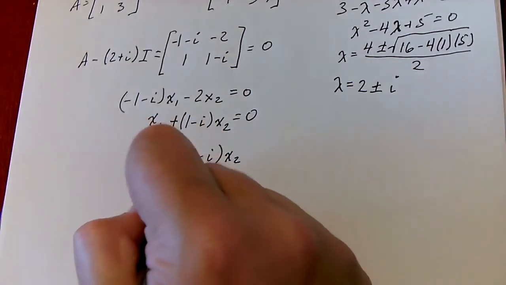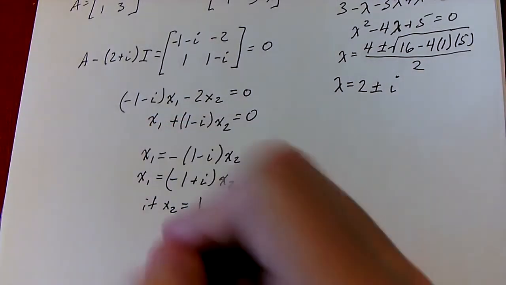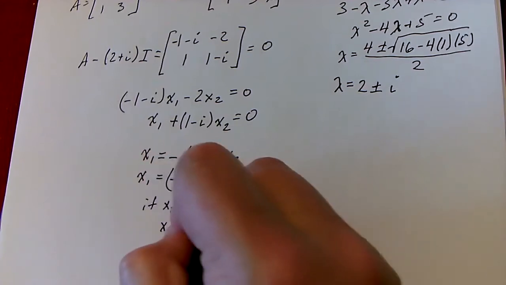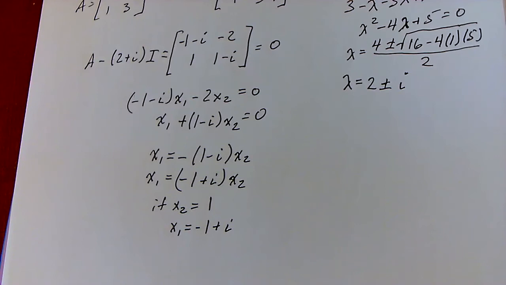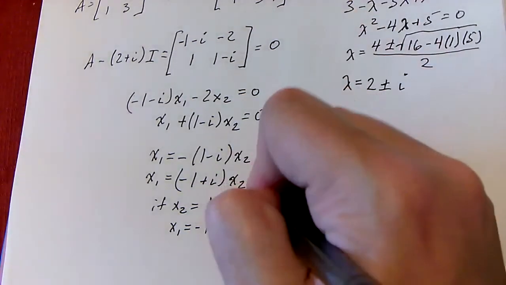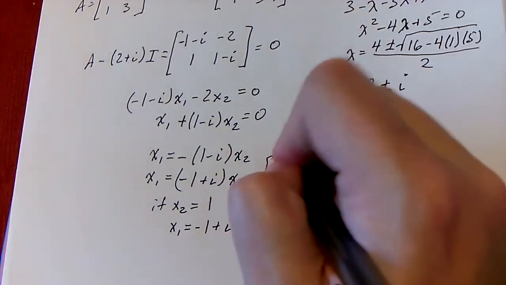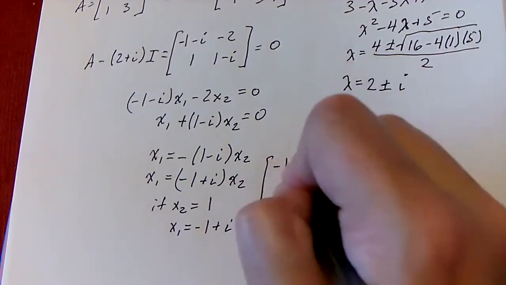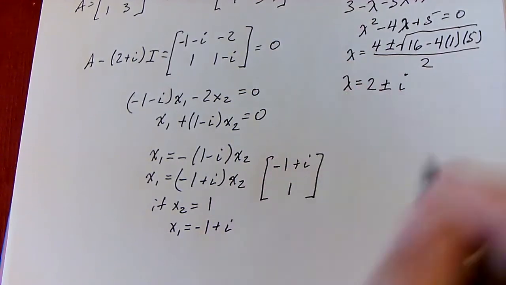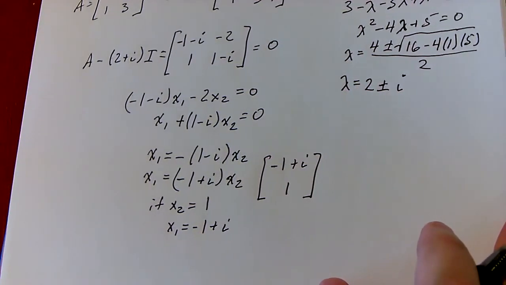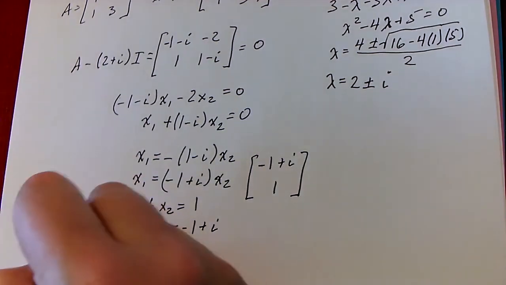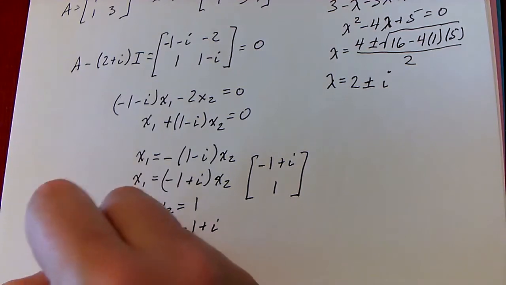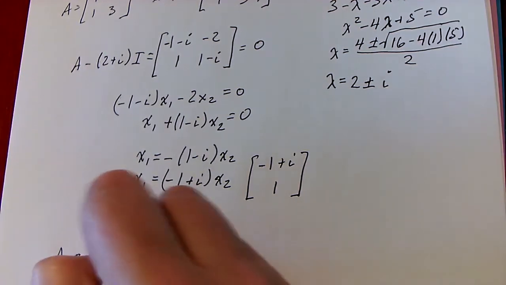So if x2 is equal to 1, because that's a nice easy value to work with, x1 would be -1 plus i. So my vector then is x1 is -1 plus i, and x2 is 1. There's my vector. Okay, so I'm going to do the same thing then for A minus (2 minus i).